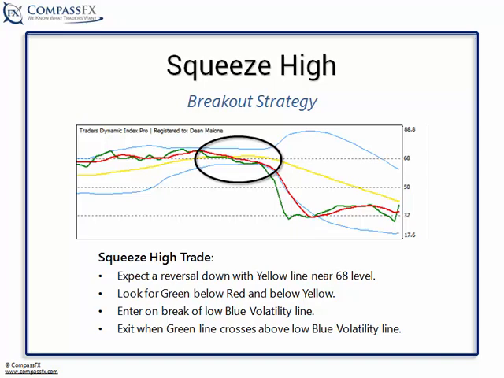So we're going to expect a reversal down with the yellow line near the 68 level. We're going to look for the green below the red and below yellow. We're going to enter on a break of the low blue volatility line, and we're going to exit when the green line crosses above that low blue volatility line. You can see it all come together right here. You can see when the market broke down right here, and then finally we get the break right here. And a nice move down, takes a little bit of a bounce, and then comes back over. This is a prime area to potentially exit the trade.